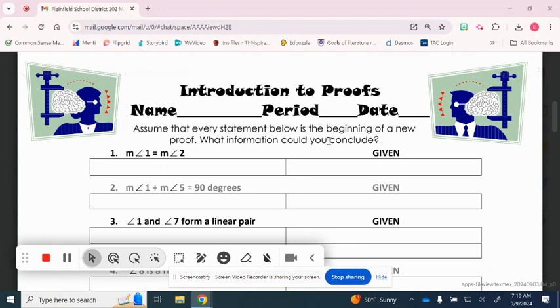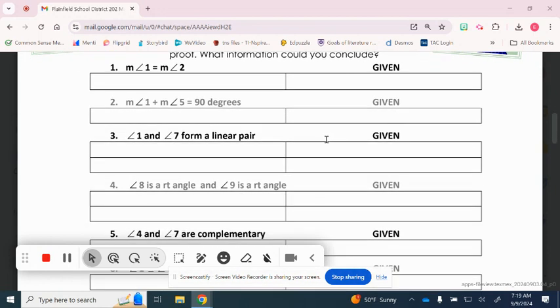What information could you conclude? Right now this is shown in a given format, because in proof writing you'll always start with a given statement. They have to give you something in order to prove something. But usually they don't give you these lines below. They say, hey, given this, prove this. Okay?